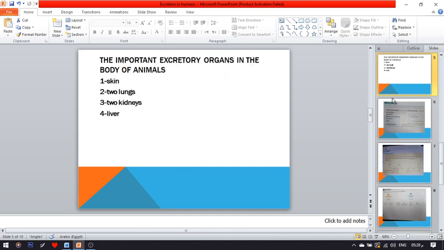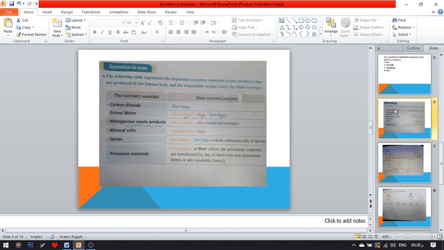So you have to know them very well, and we're going to talk about the skin today. Okay, let's look at this table. This table is very important, and it's very important to know the organ and the excretory material for each organ.